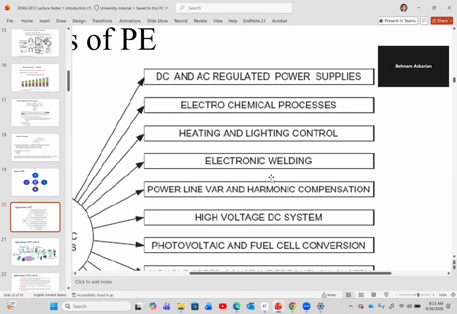Now, some heating systems are using power electronics, not all of them. And also lighting controls. If you want to dim the light, a lot of these dimmers are using buck converters or boost converters, so you can precisely control the output of the light.